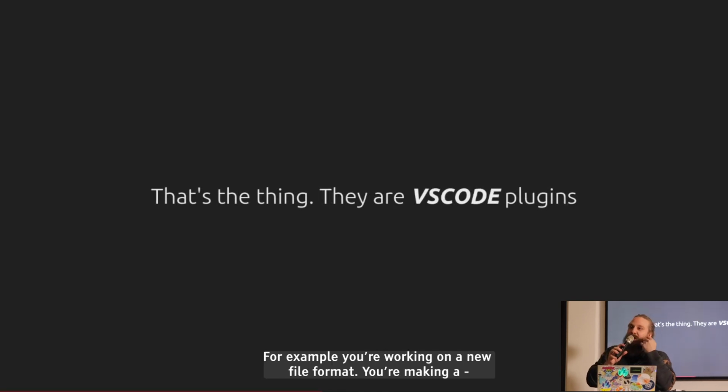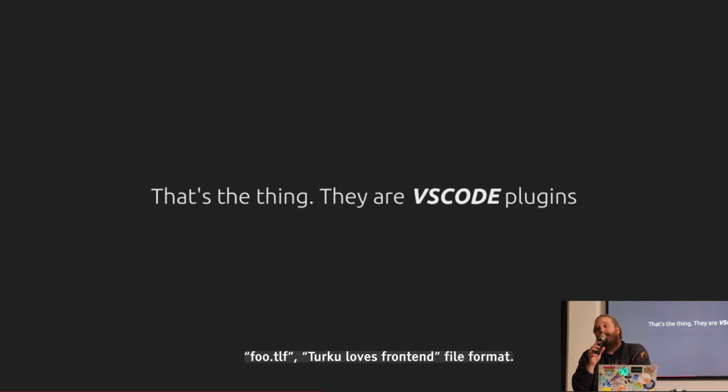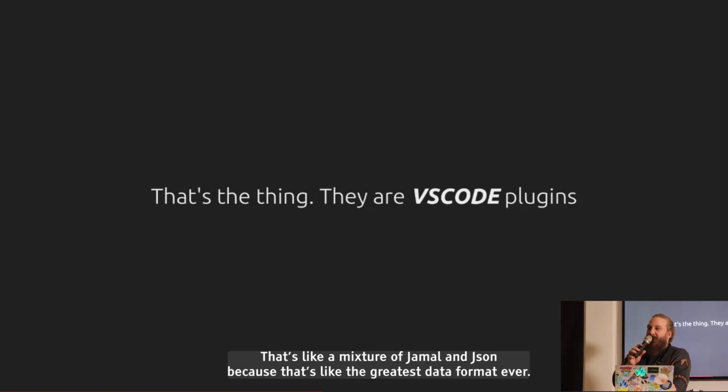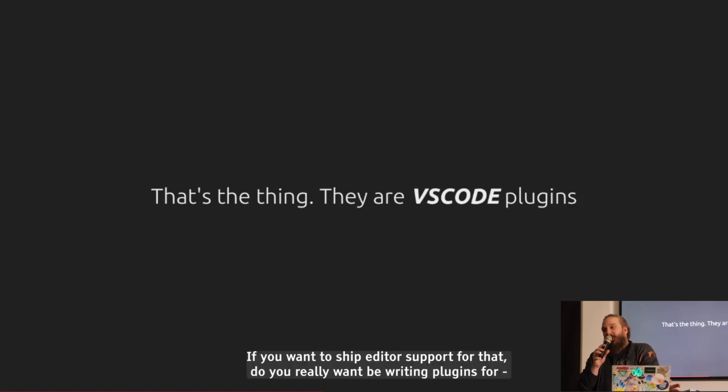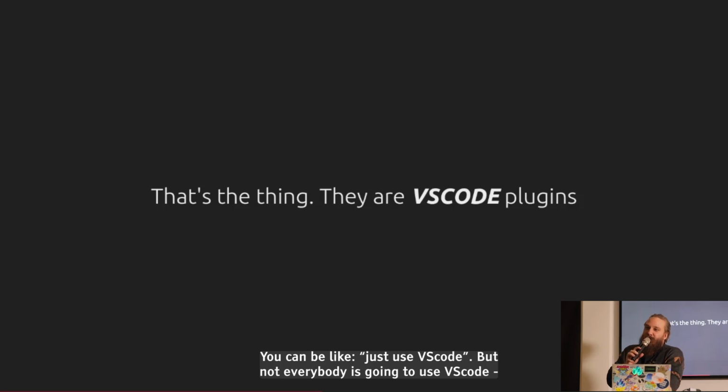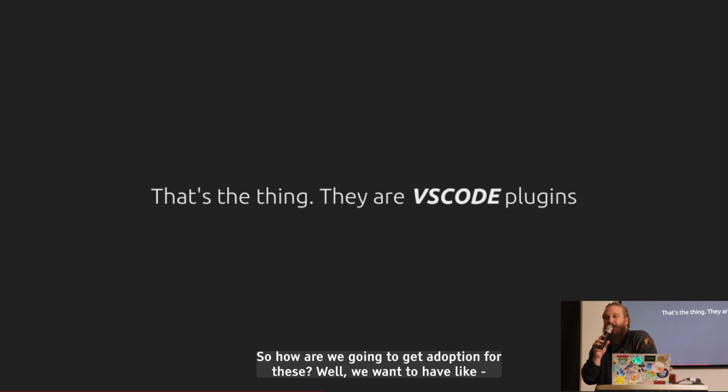For example, you're working on a new file format. You're making a foo.tlf, Turku Frontend file format. It's like a mixture between YAML and JSON because that's the greatest data format ever. If you want to ship editor support for that, do you really want to be writing plugins for all of the editors? You can be like, yeah, just use VS Code, but not everybody is going to use VS Code. So how are we going to get adoption for these?